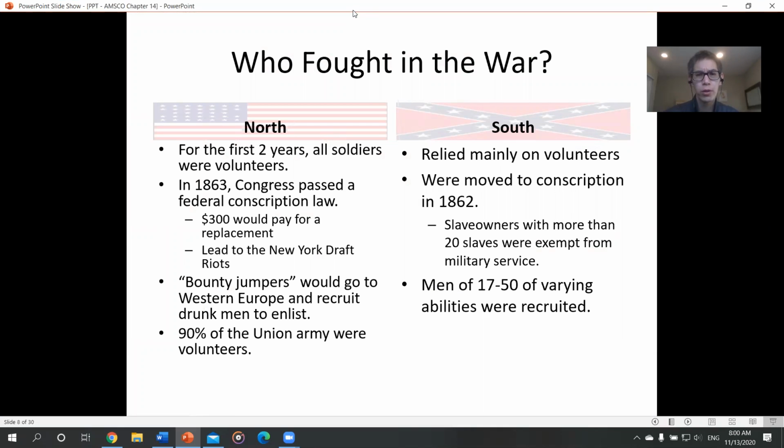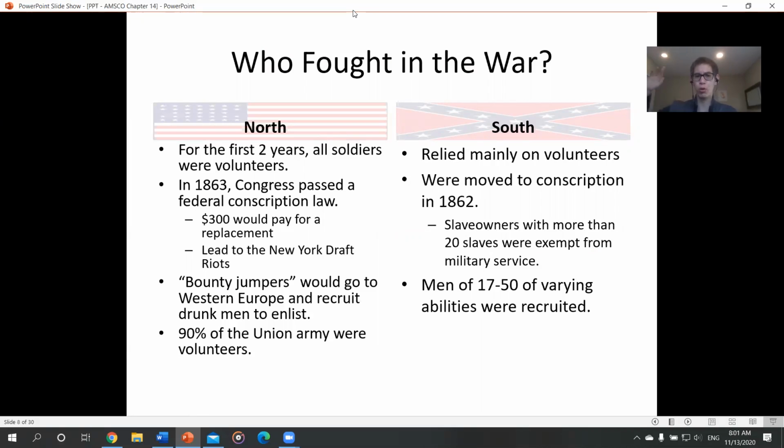In terms of who fought the war, you'll see it was almost all volunteer soldiers on both sides. Although in 1863 the North did pass a draft, a federal conscription law that would draft all able-bodied men. Now you can see that if you were rich enough, you could pay for a replacement. $300 would get somebody to replace you, and so the draft was quite controversial. It led to a riot in New York of people who did not want to be drafted and were upset at the inequality of the draft.